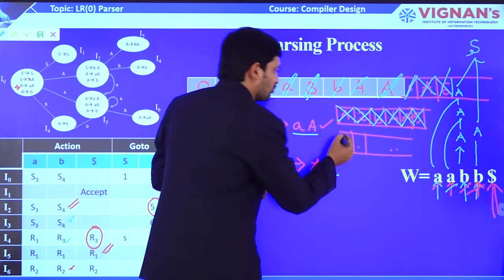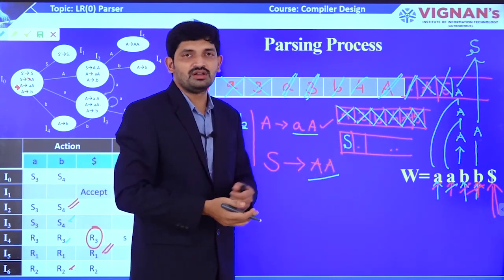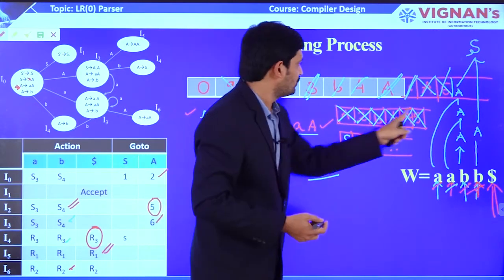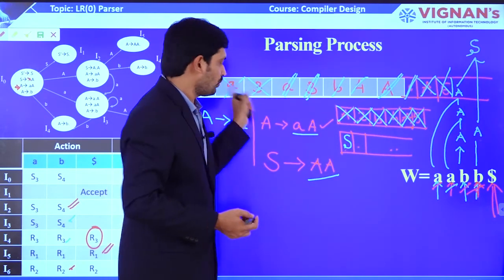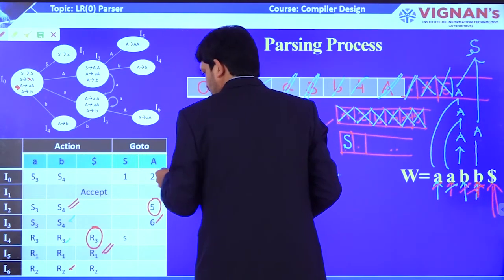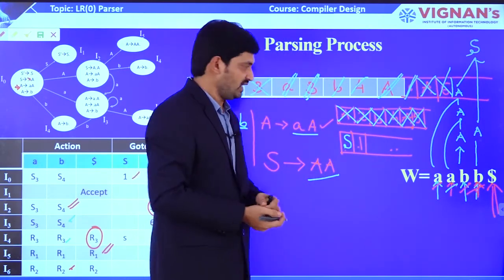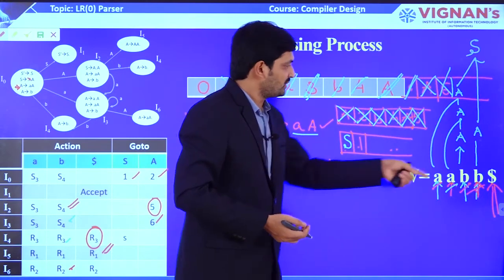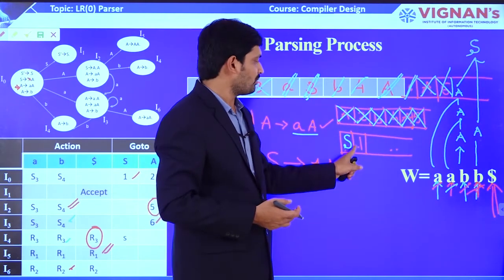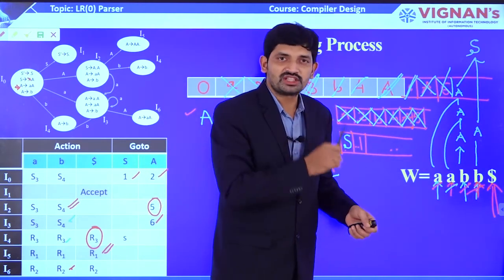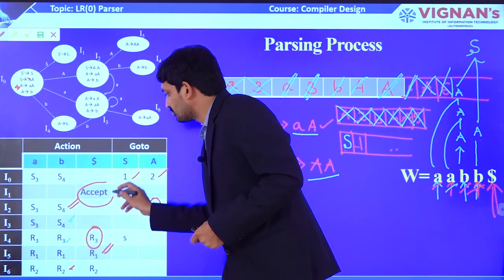And after that, I have to push the S onto the stack. So, what remained? Only 0 and S remained. So, what is 0 on capital S? 0 on capital S equals 1. So, push 1 onto the stack. Now, the top of the stack equals 1, the input symbol is dollar. That means the locator is pointing to the dollar now, top of the stack equals 1. So, check now what is 1 on dollar. 1 on dollar is accept.